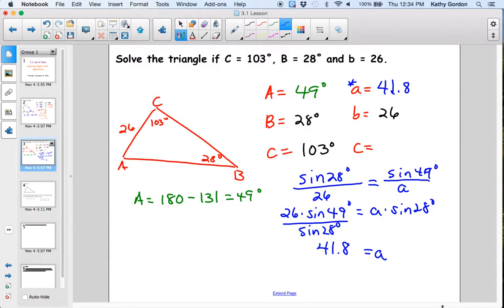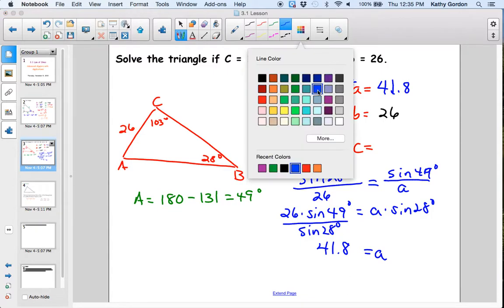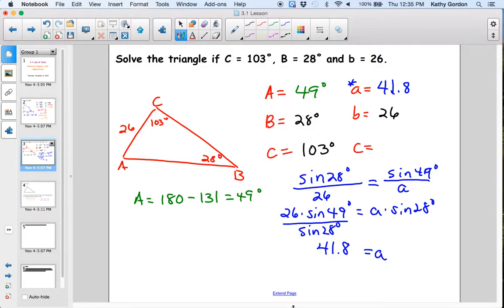Okay, and then for C, how am I going to find my C value? Can I use Pythagorean? No, because remember, this is not a right triangle, so I cannot use Pythagorean to get my third side on this. So what am I going to have to do?